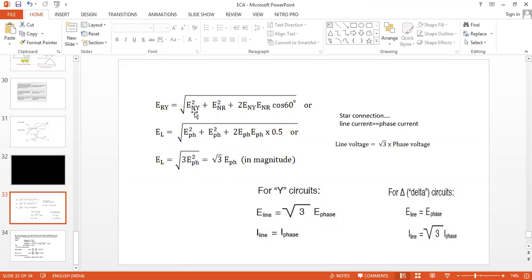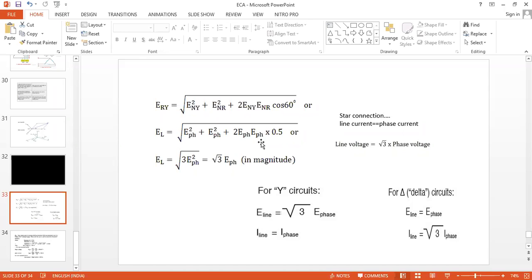VRY is equal to the square root of, what is the first phase voltage? V square NY plus V square RN, you can write RN, plus 2 into these two vector voltages as it is, cos 60. So what is cos 60? It is 1 by 2. You can substitute here. All are phase voltages. At last, VRY is line voltage, and RN and NY are phase voltages. So we must write line voltage equal to all our phase voltages, E square PH, E square PH.